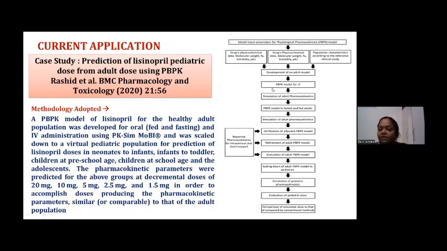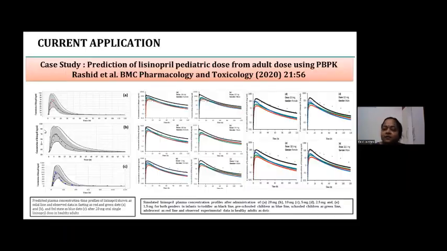So they have developed it after a series of steps. These are the steps, the methodology they have adopted, and after that they have developed a model, and that has been tested, and it is proven that it has a very good effect.